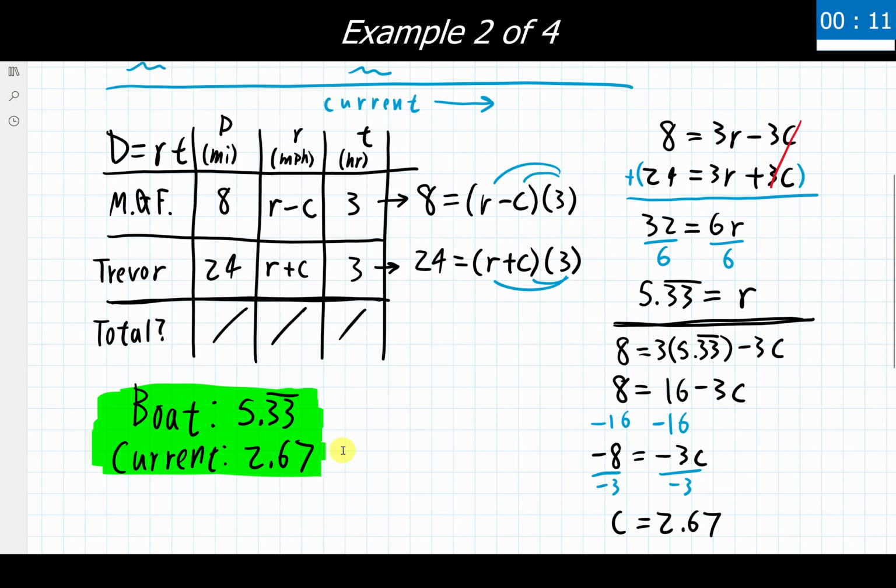Hopefully, if you went through and solved this using the substitution method, you got a very similar answer to this, or the exact same thing. But this is everything and how we go through and solve example 2.